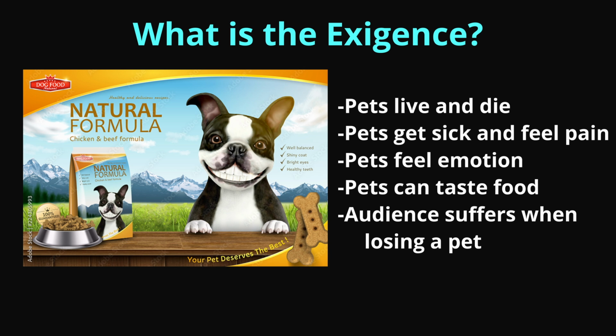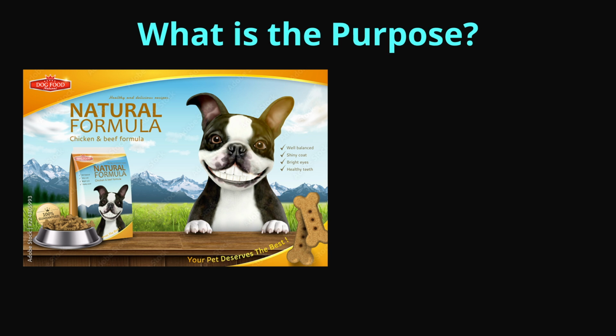This product resolves or alleviates the exigence. It is all natural, and that's good for pets. It tastes good. That makes our pets happy. And it is the best, according to the ad, and our pets deserve the best. Additionally, it is good for their coats, their eyes, and their teeth, or at least it makes those things look good. So, this product resolves an ongoing exigence that is of great concern for the target audience, the health and well-being of their pets. What's the rhetorical purpose?